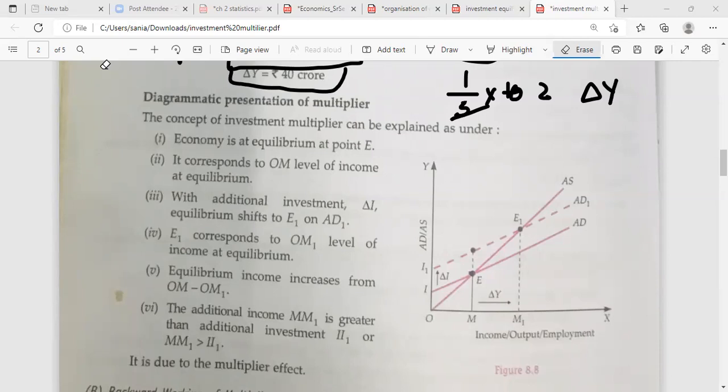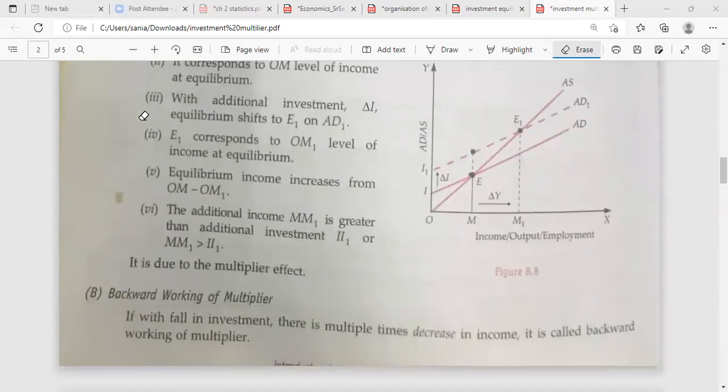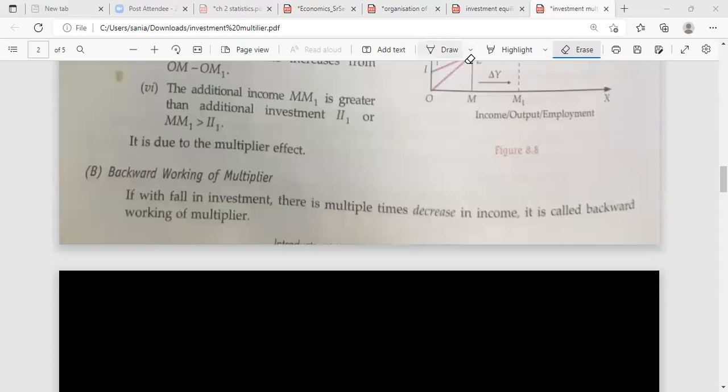Okay. Now we are doing the backward one. It was the forward multiplier, now the backward one. What happens basically is that with a fall in investment, there is a multiple decrease in income, and this is known as backward. So backward is always a fall, and the one we were doing was forward. There, with the increase in investment, there was a multiple increase in income. That was forward, but this is backward. So write backward working of multiplier and then this statement.